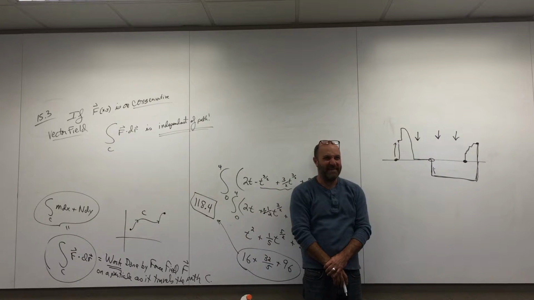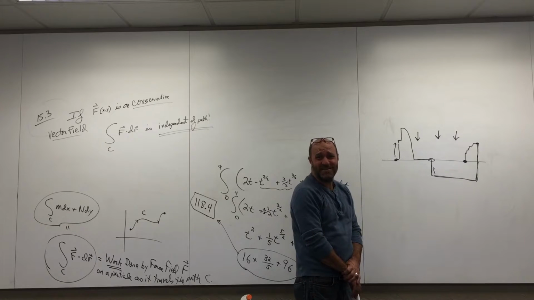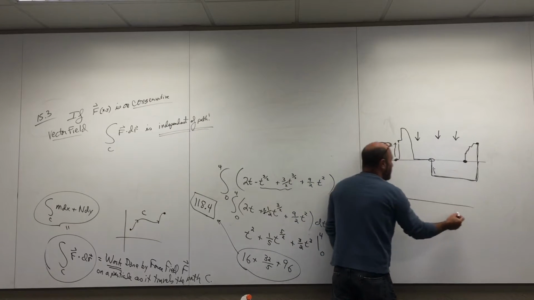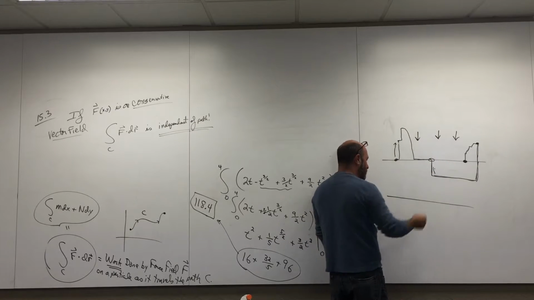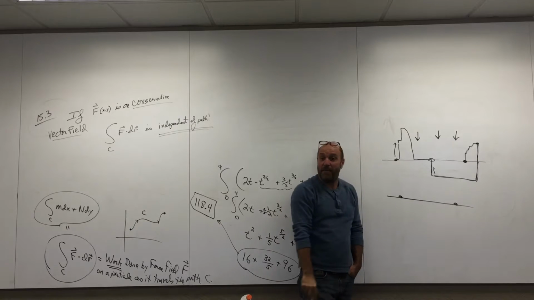What was my point? My point was it was independent of path. Okay, what does that mean? That means I could have done this a different way. What could I have done instead? Forget all the upstairs jumping. I could have just gone straight over here, and it would have been the same amount of work.